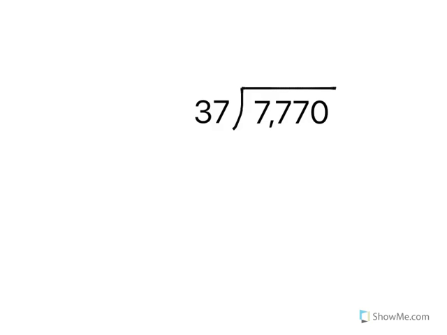In the division problem I've written here, 7,770 divided by 37, the number 7,770 represents my dividend. It's the total amount of stuff that we have to split up into equal groups. The number 37 represents my divisor. Sometimes I like to think of the divisor as the decider, because it's the number that decides how many groups we'll be splitting the dividend into.